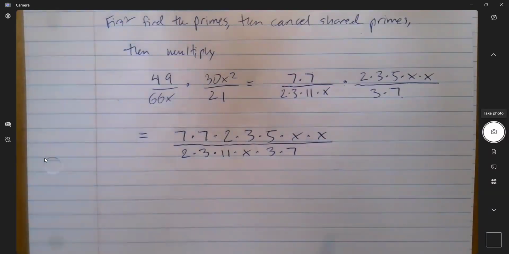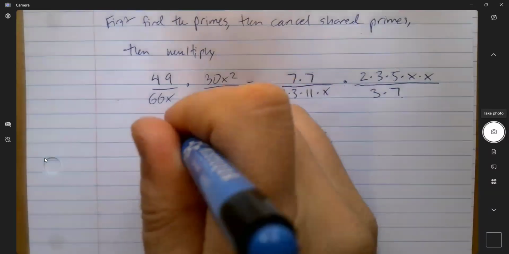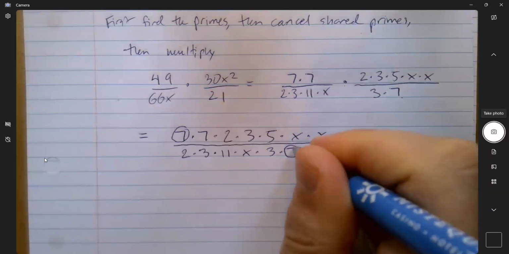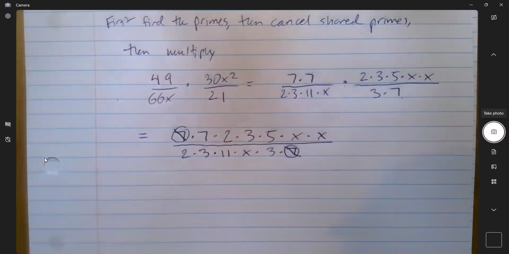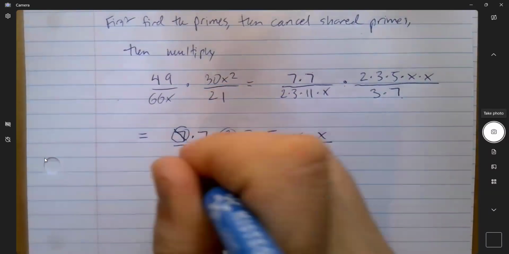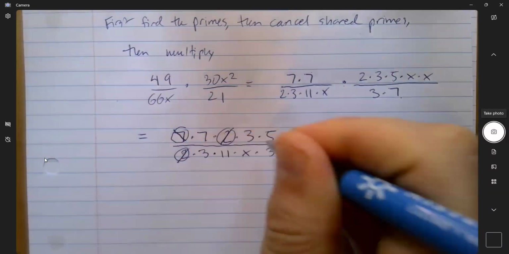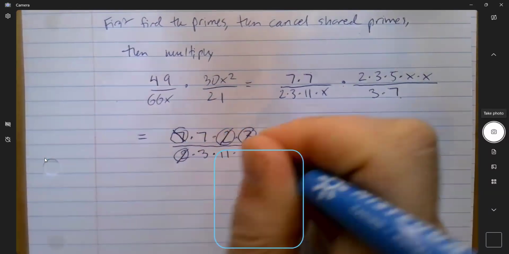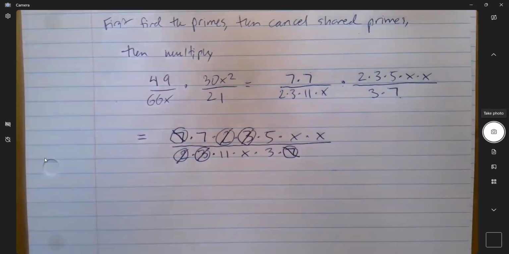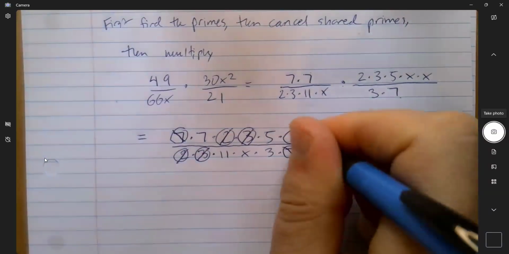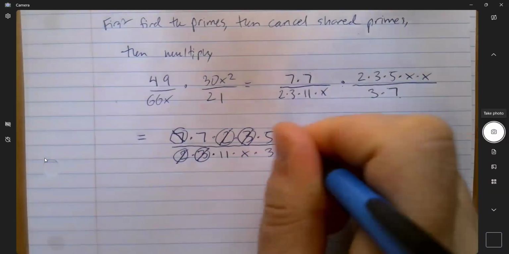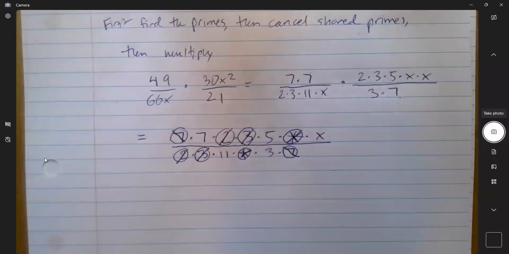And now I'm going to cancel shared primes. Here I'm not going to try to connect the loop, but what I will do is I'll circle these two 7s and then cross them both off. And I'll circle these 2s and I'll cross them both off. And I'll circle these 3s and I'll cross them both off. And also I've got an x in the top and an x in the bottom. So I'll cancel those off.